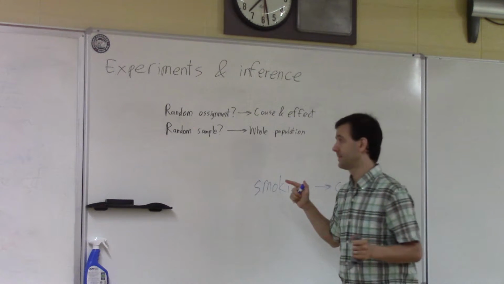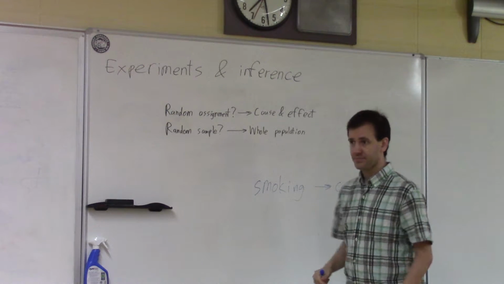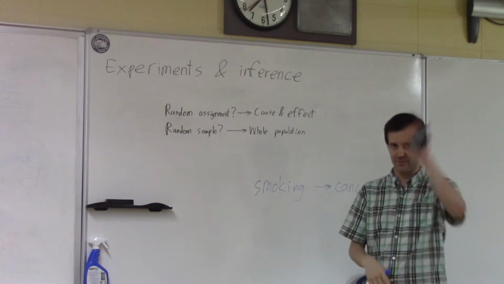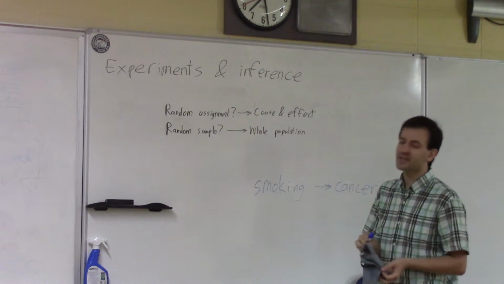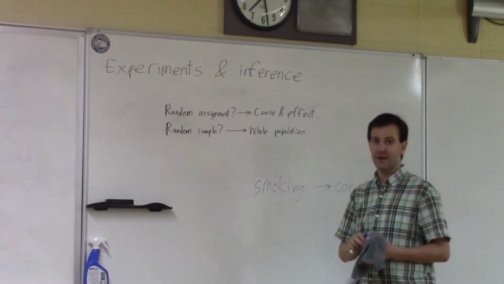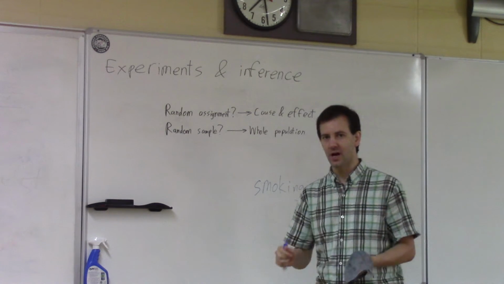Here's the problem. Can you take a random sample of all human beings? Yes, you can, I suppose. You can take a few from each country, you can ask each country for a couple, although it's hard to get a truly random sample, so you can't necessarily claim that it applies to the entire human population. Can you randomly assign people to smoke and non-smoke?